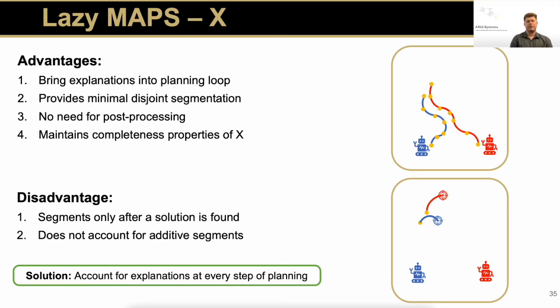However, there are still some major disadvantages to this algorithm. First, segmentations are only generated after a possible solution is found. This is a very minimal way of reasoning over the explanations while planning, and is also why we call it a lazy method. Secondly, due to the laziness of the algorithm, it does not take advantage of additive segments, which could help us find favorable motion plans when explanation bounds are strict. Therefore, we also proposed a more extensive algorithm called MAPS-X.